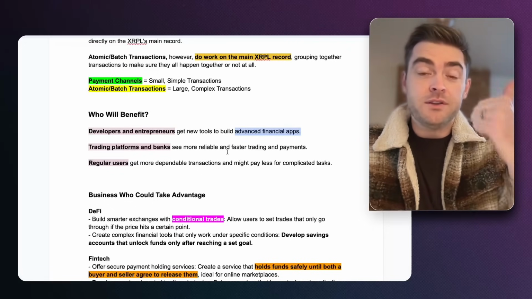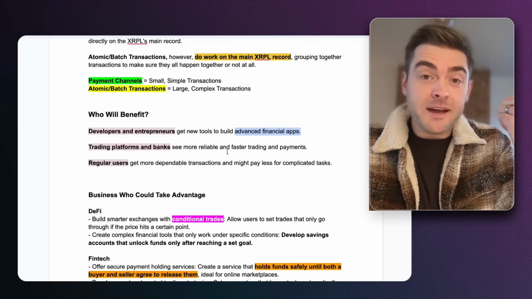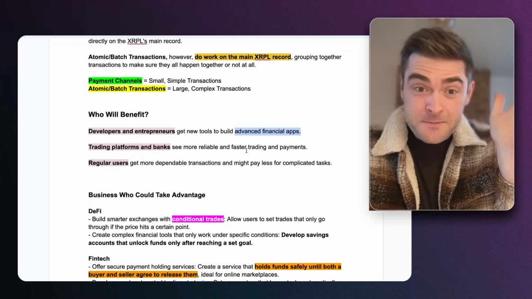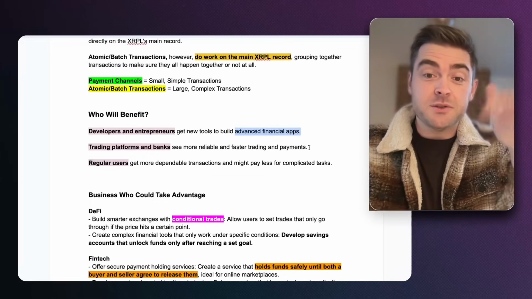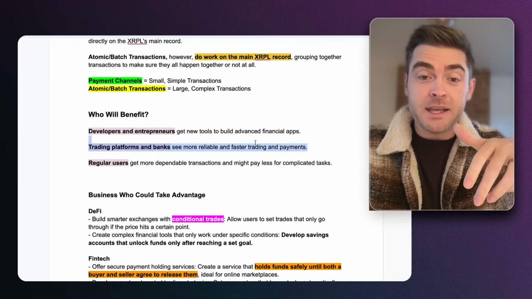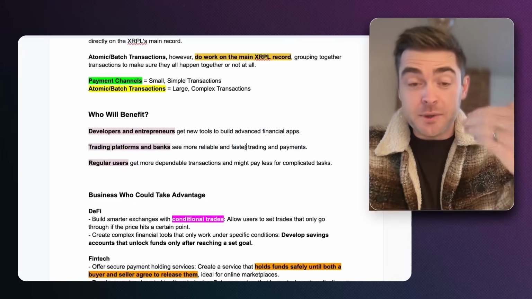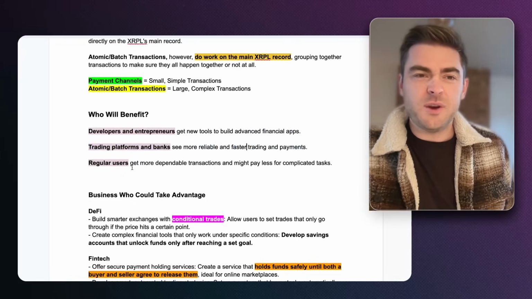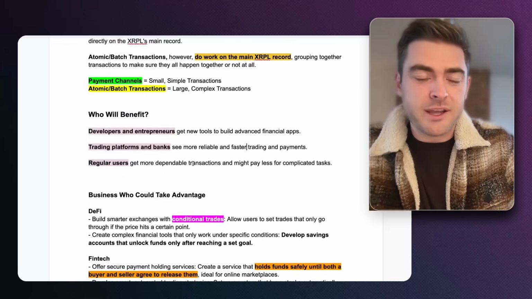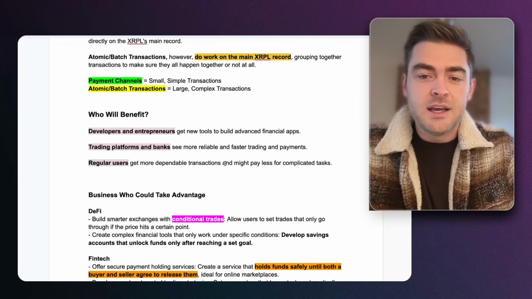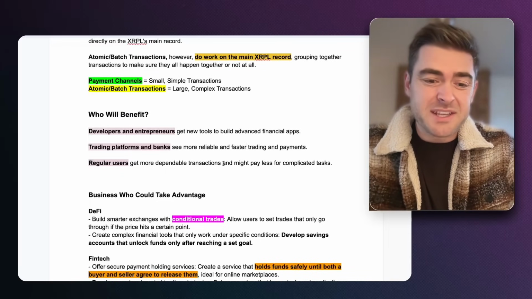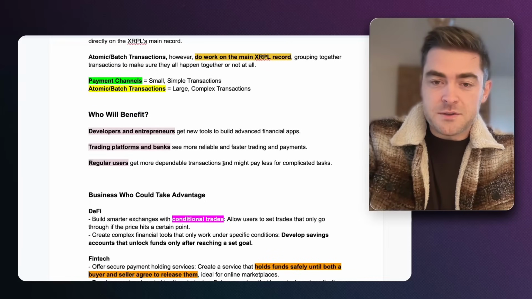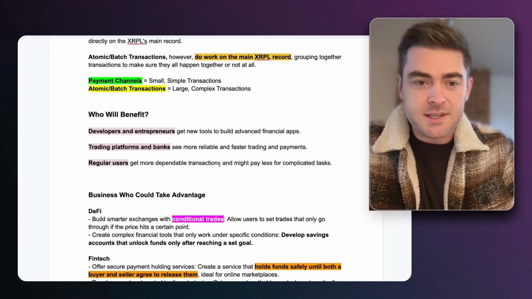Then you've also got the use case for all the trading platforms, the exchanges, the DEXs, the banks even. And they can create these new systems as well for trading and making payments, and doing all of that reliably. Then you've also got regular users who, if you have your own special need for creating these complex transactions, and you want to save a bit, which is really not a thing, just because the fees are so small, then you could use this as well.